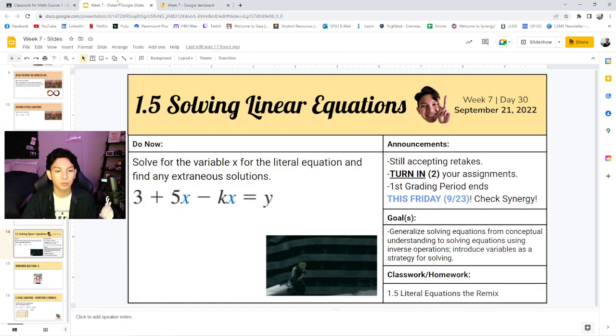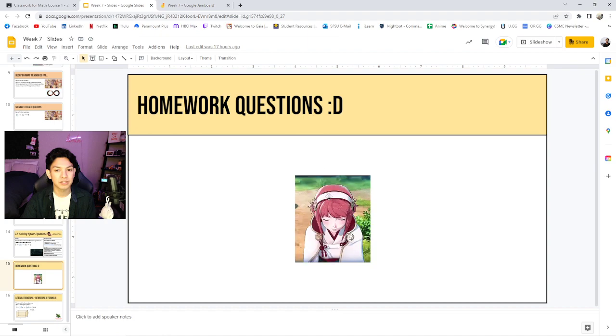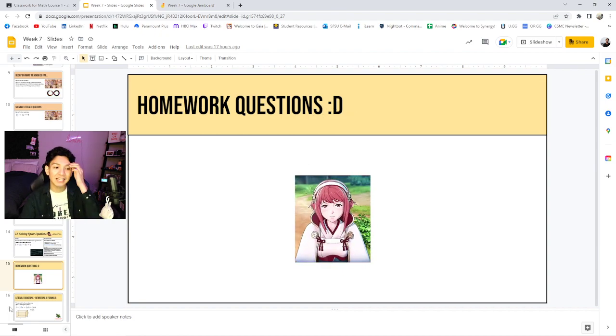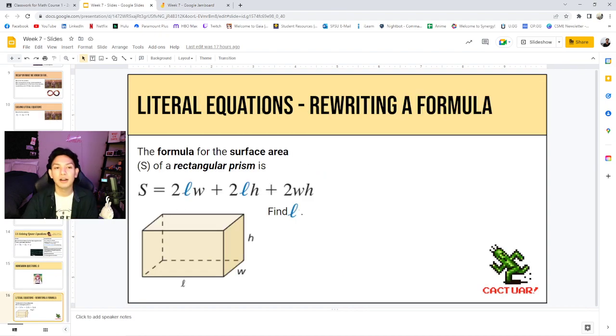Then we went over some homework questions from yesterday's homework, which was 1.5 literal equations. If you have any questions on that, ask me during class. And then we worked on this problem right here.